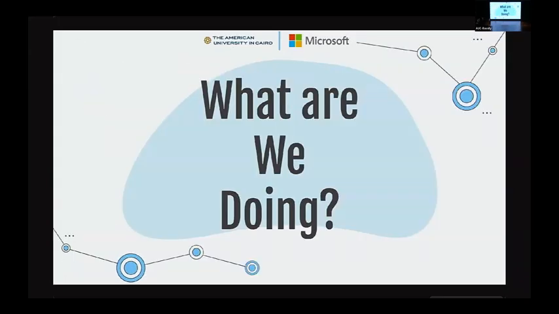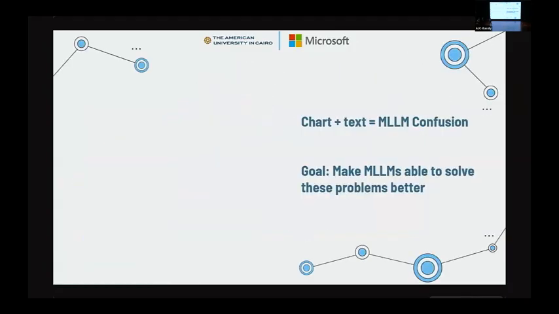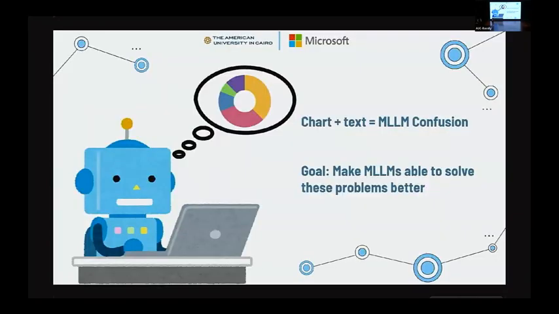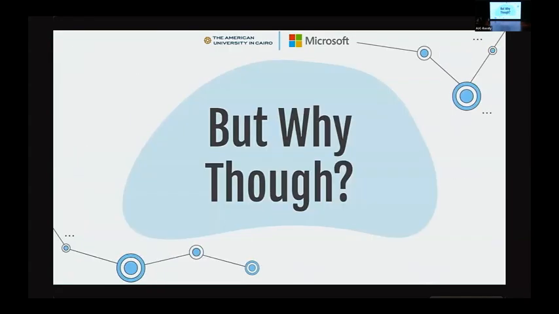Now, moving on, we're going to ask ourselves, what are we doing exactly? Well, what we're trying to do is, if you give a chart and you put it with text to an MLLM, it's going to get mad confused. So how do we circumvent this issue? Well, that's pretty much our entire point. We're trying to make it do better. We're trying to make it understand things better. So if we move on, we're going to explain why are we doing this in the first place.